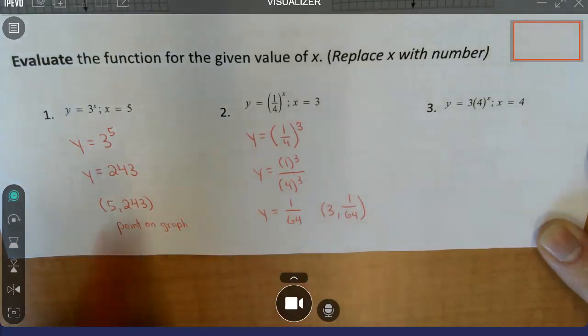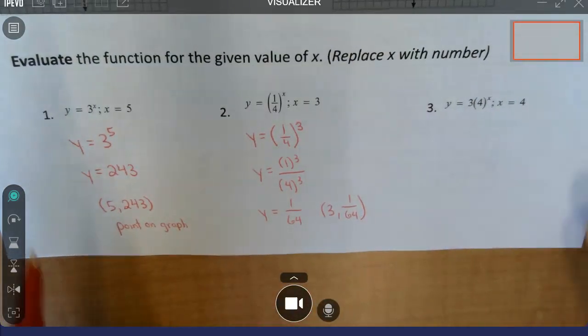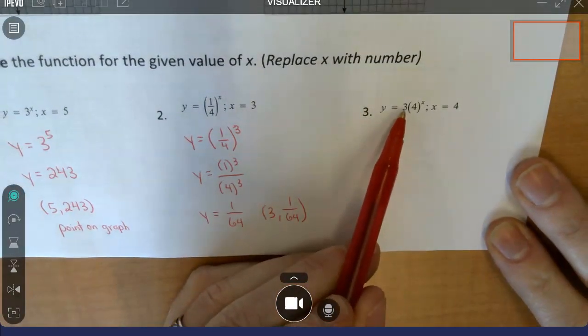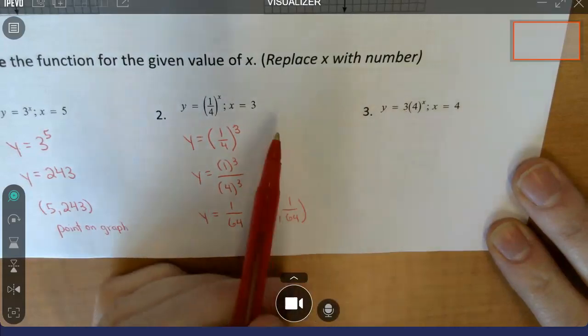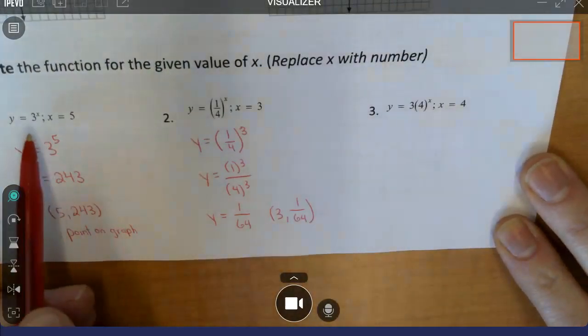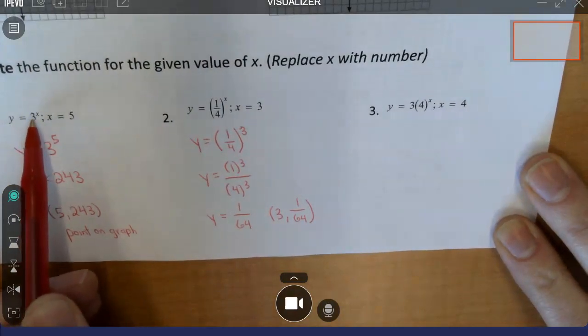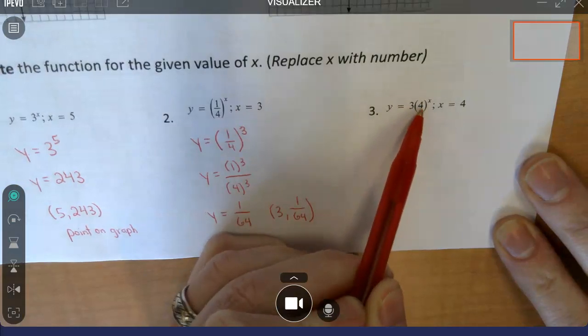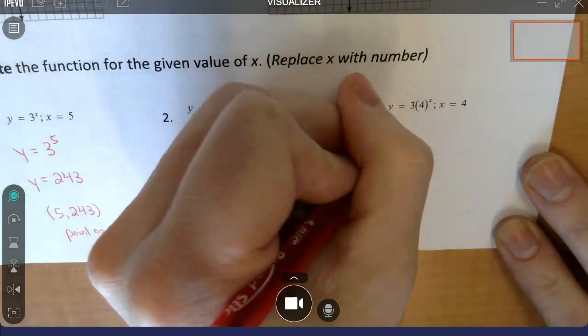And we'll come back to how we know if it's going to be a small or a big number in just a second. The third one we have, now we have an a value. So this time the a value is 3. Over here, it's like there wasn't an a value, so it was a 1. It's like there wasn't an a value here, so it was a 1. 3 was the base. 1/4 is the base. Over here, 4 is the base. 3 is the a that happens in front.